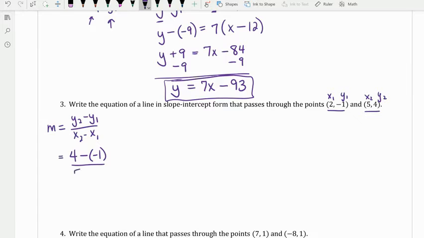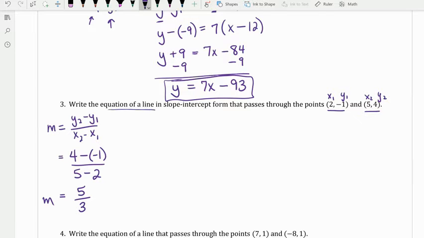Over x2 is 5 minus x1 is 2. So then on the top, 4 minus a negative 1, that's like 4 plus 1, which is 5. And 5 minus 2 on the bottom is 3. So our slope is 5/3. But that's not the end of our problem. Remember, this is just the slope.